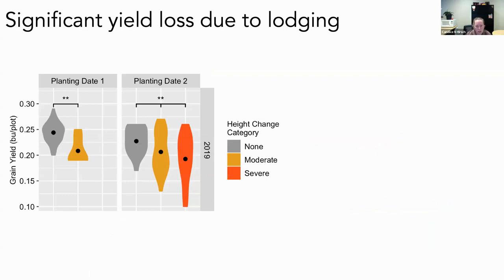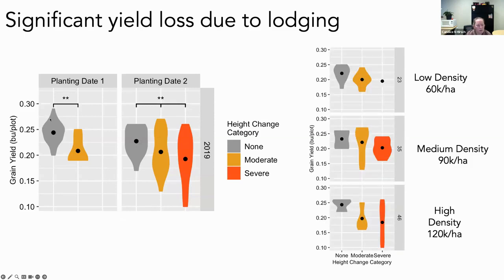And the severity of lodging definitely came with a yield penalty. So this is looking at all of the different densities combined, and you can see that if we have moderate to severe lodging, there is quite a yield penalty that comes with this. And if we look across the densities, this is most extreme at the high density, where no lodging out to severe lodging comes with a more substantial yield penalty.